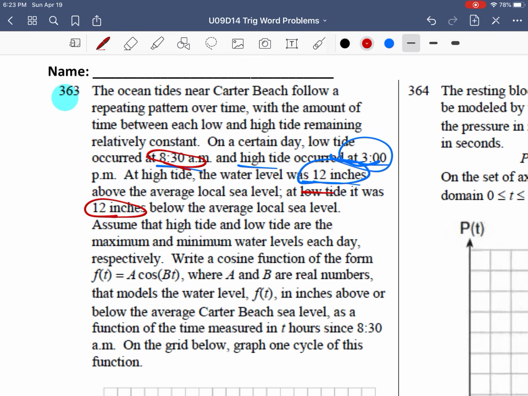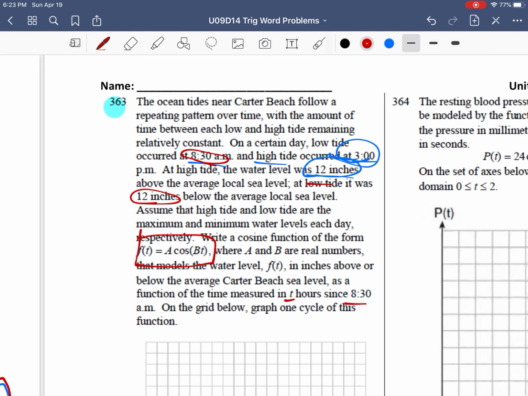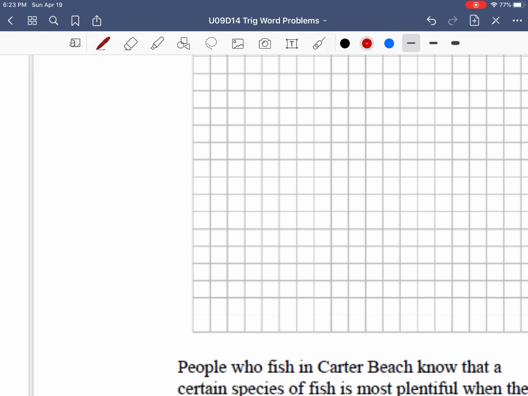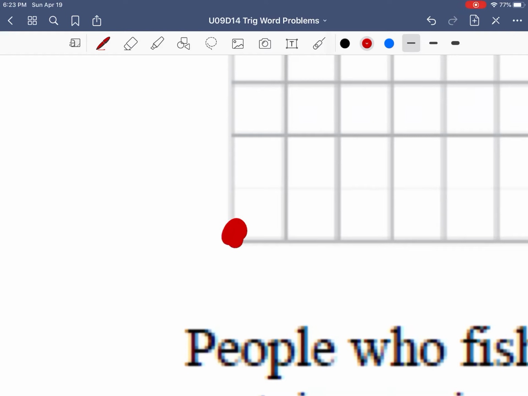Okay. Assume that high tide and low tide are the maximum and minimum water levels each day. Write a cosine function in the form of f of t is equal to a, in this form, where a and b must be real numbers that model the water level, f of t, in inches above or below the average Carter Beach sea level as a function of time measured in t hours since 8:30. So 8:30 will be the beginning on this graph below. So it's going to start at 8:30 in the morning at the bottom.